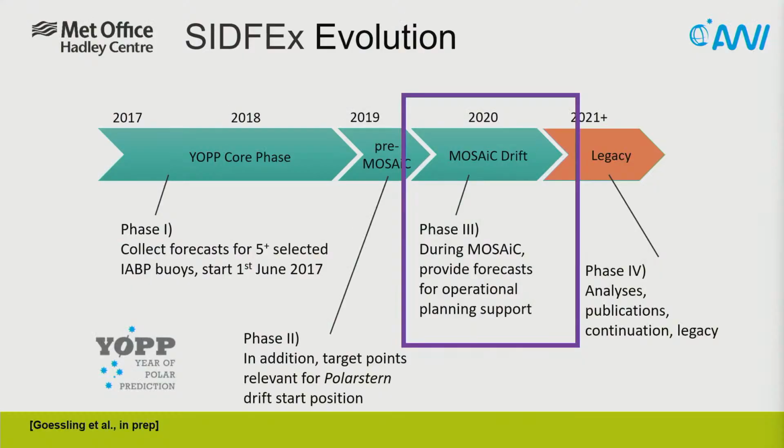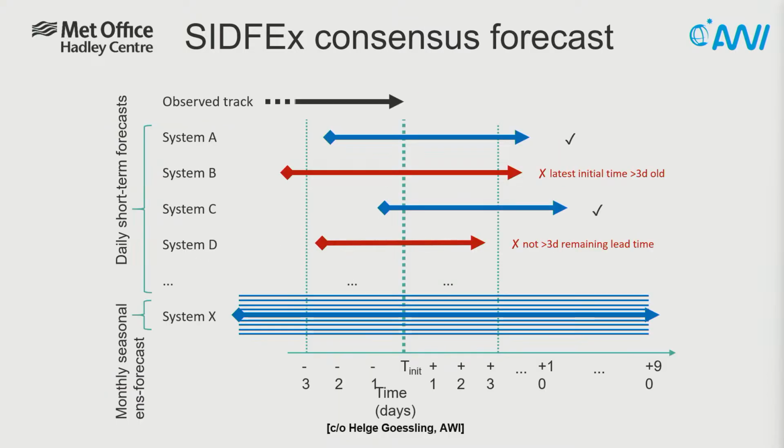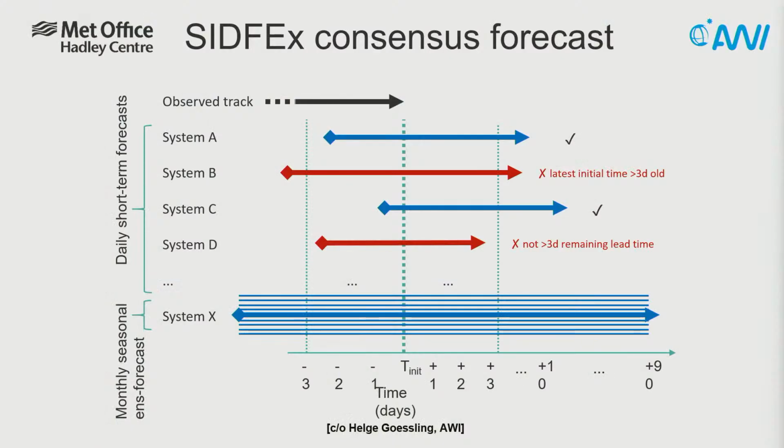So back to the evolution, and I'm going to talk a bit more about what we did during Mosaic and how we supported the actual drift operationally. So the first thing that Helga did was to create these consensus forecasts. We've got up to 10 or 12 different forecasts from different places, and so we create a consensus from them, just from what's in the database.